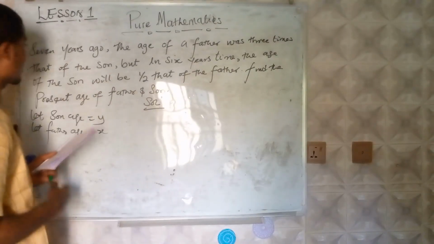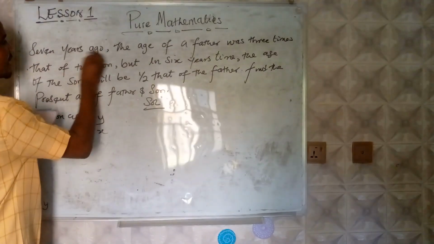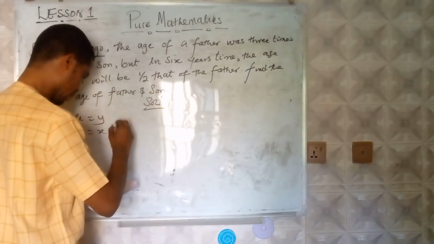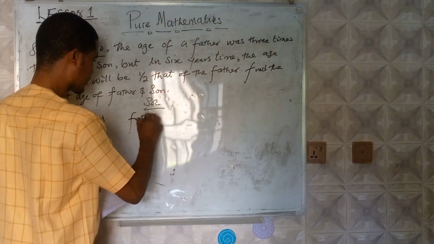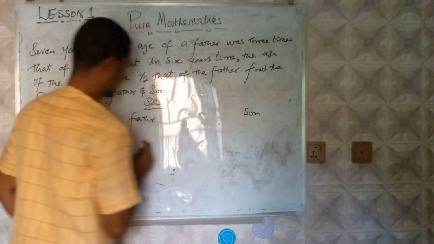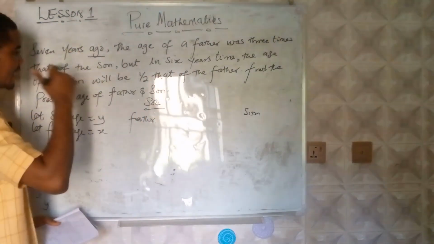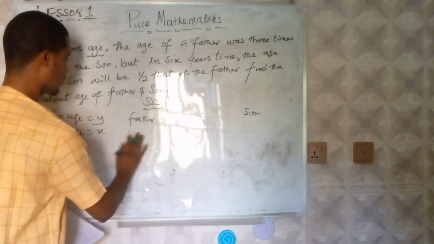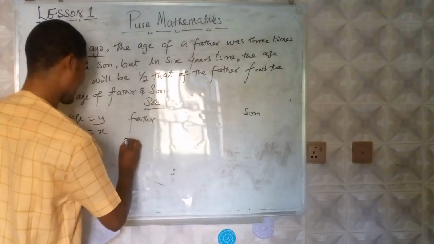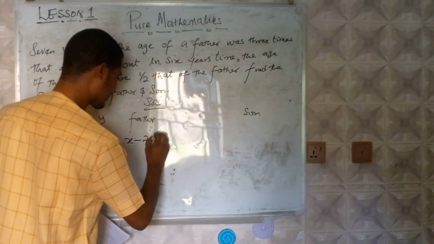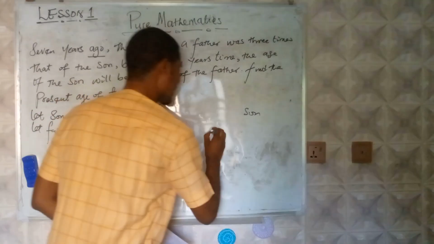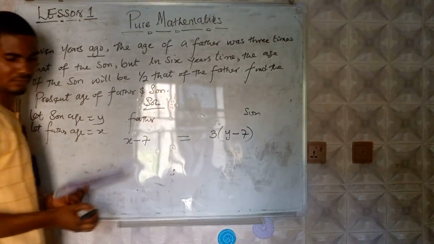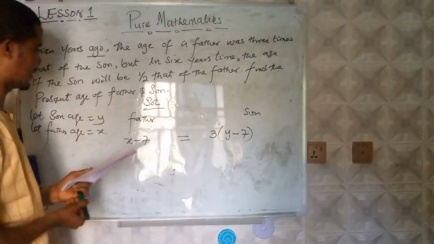Now, the question says 7 years ago, meaning we are going to be using minus. So I want to have here father, I want to have son here. 7 years ago, the age of the father was 3 times that of the son. So I will have father is x. x minus 7 years ago is equals to 3 times y minus 7.